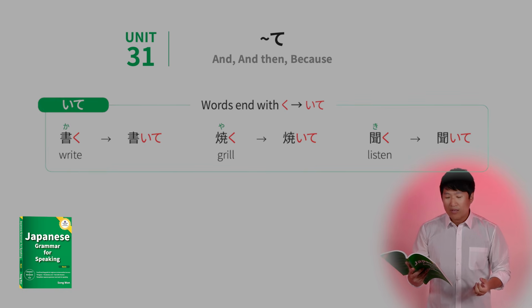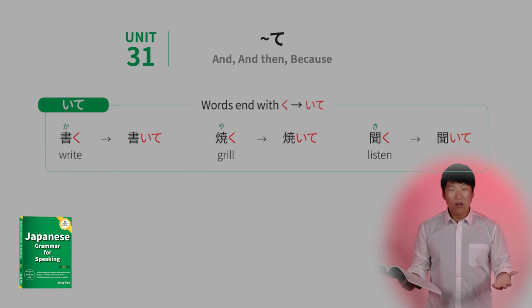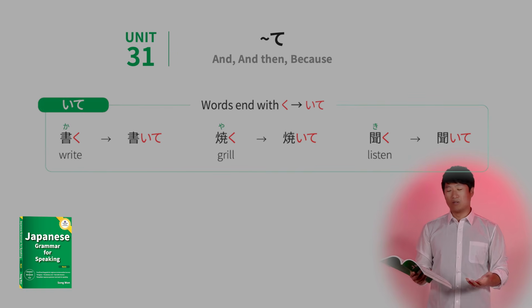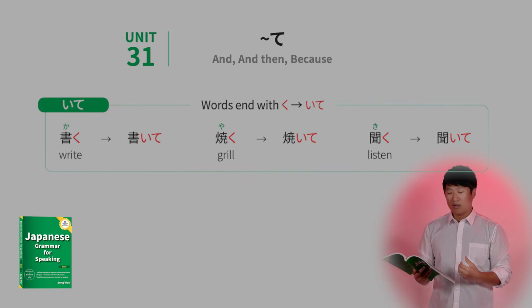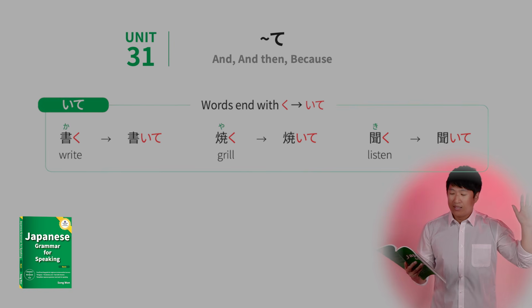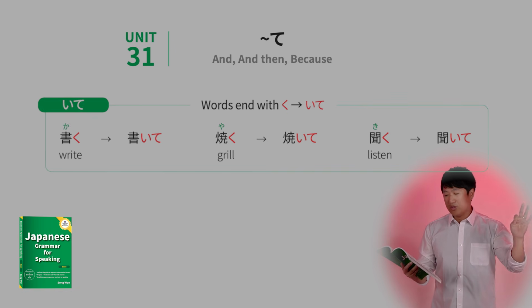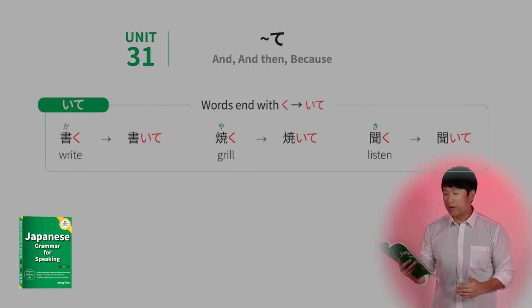The first one, you have to memorize this. There's no way that I can teach you this, but I can teach you how to conjugate this. All right, when you see a word ending with ku, gu, nu, mu, tsu, ru, su, like that. But let's check it out one by one.